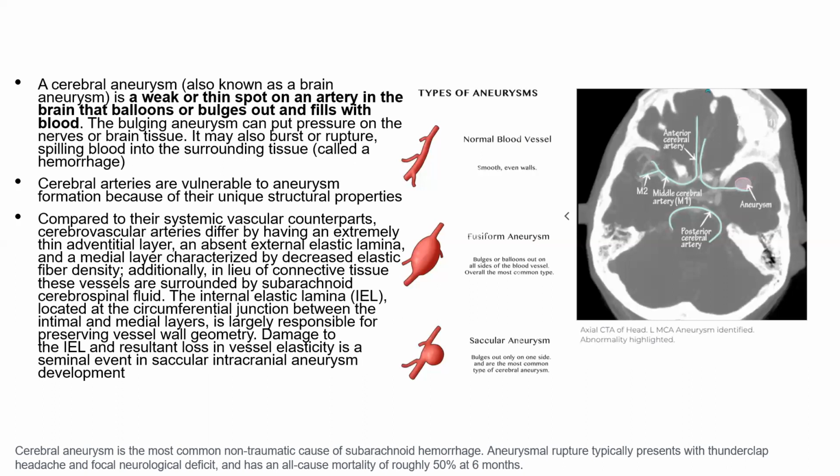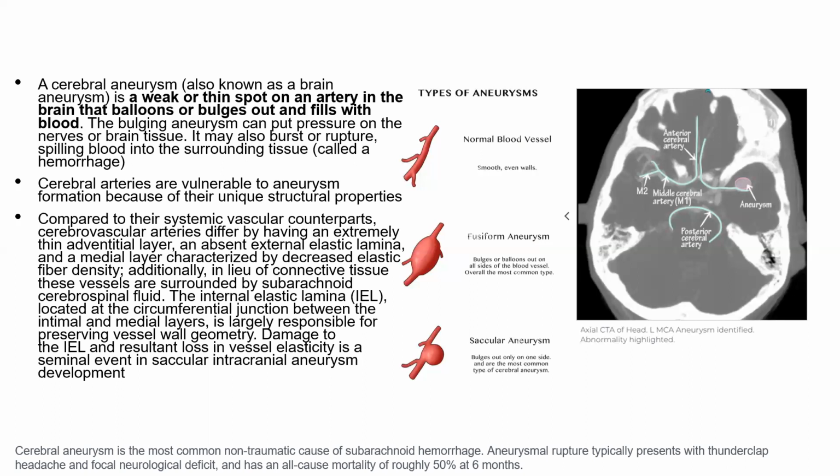The internal elastic lamina, located at the circumferential junction between the intimal and the medial layer, is largely responsible for preserving vessel wall geometry, and damage to the internal elastic lamina and resultant loss in vessel elasticity is the seminal event in saccular intracranial aneurysm development. So, I also want to tell you that the cerebral aneurysm is the most common non-traumatic cause of subarachnoid hemorrhage. Aneurysmal rupture typically presents with thunderclap headaches and focal neurological deficit, and has an all-cause mortality of roughly 50% at 6 months.